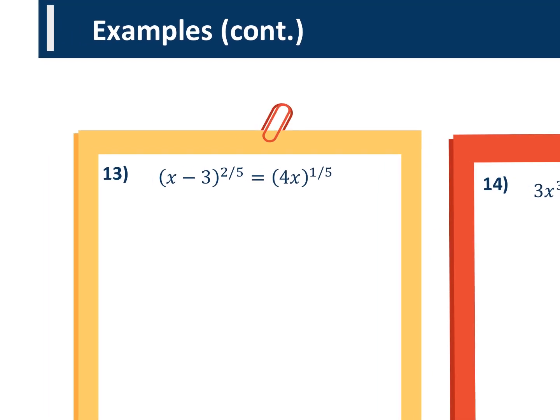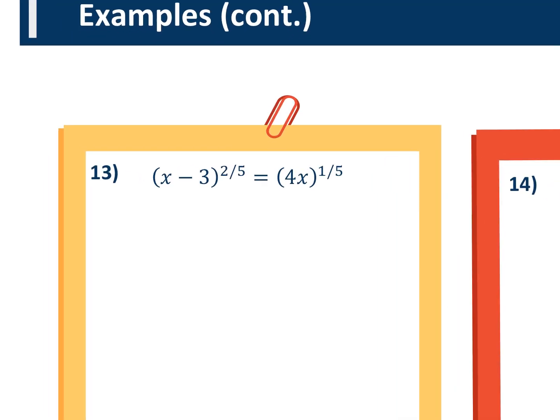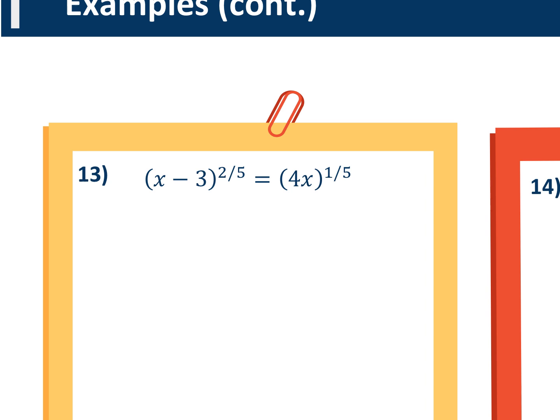As always, you want to clear a fractional exponent by raising both sides to the reciprocal. But notice the exponents here are a little bit different, right? 2/5 is not the same as 1/5, right? So the easiest way to do this is first raising both sides to the power of the common denominator. They share a 5 in the denominator, so let's raise it to the power of 5.